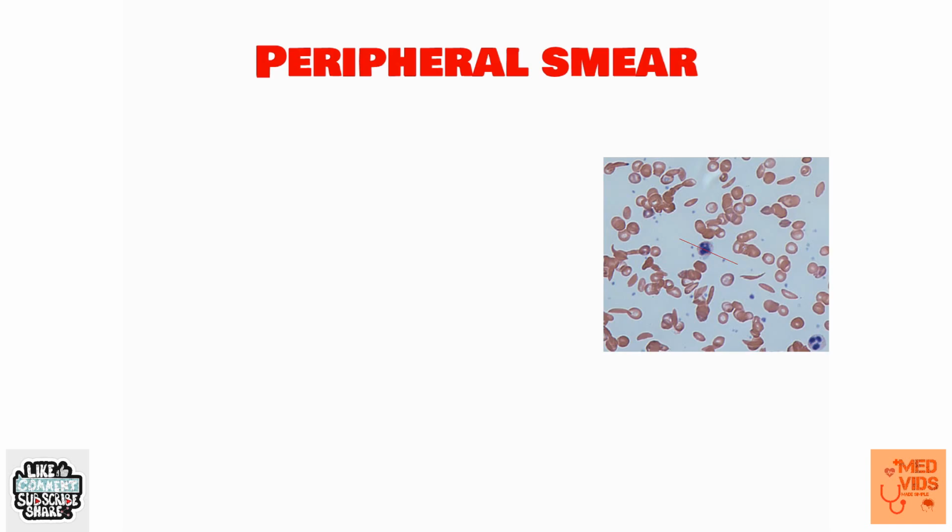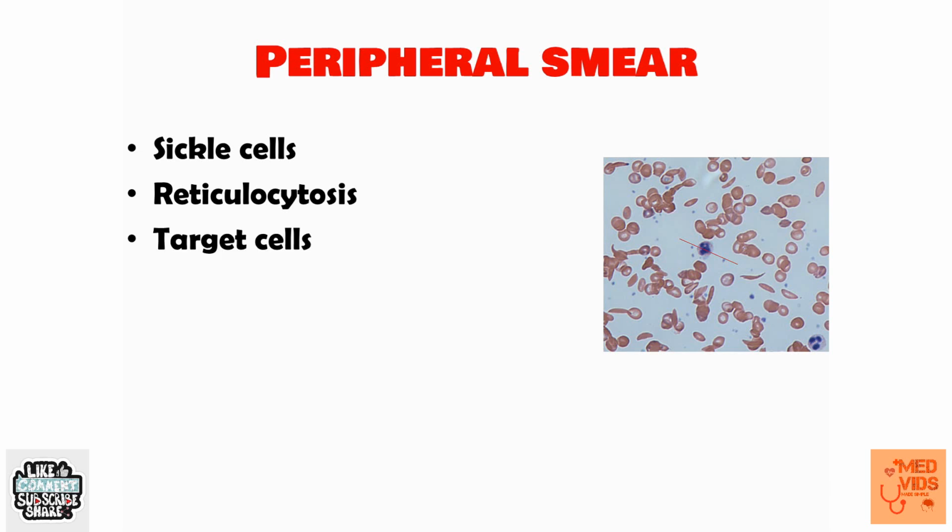So peripheral smear findings in sickle cell anemia are actually very easy. As we all know, we can see sickle cells, as we can see in the picture over here, and we can see reticulocytosis, which is elevated reticulocyte count. That is because of a compensatory mechanism for excess destruction of RBCs. There will be elevated reticulocyte count. Target cells are these cells which you can see over here. So yeah, these cells are target cells.